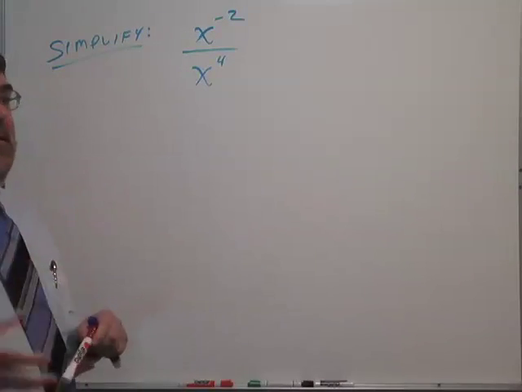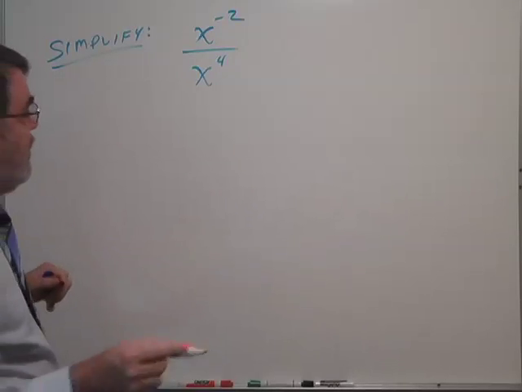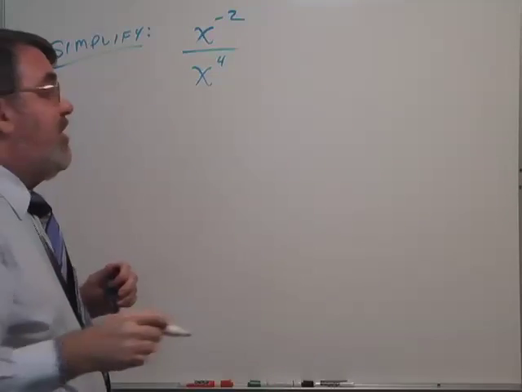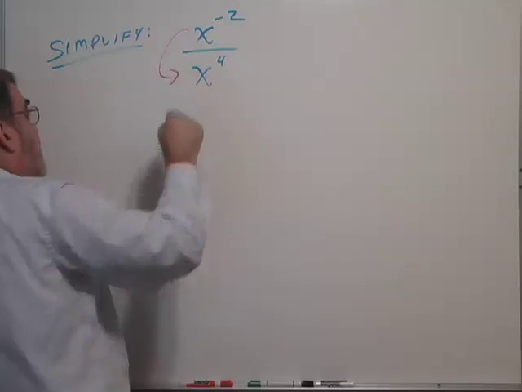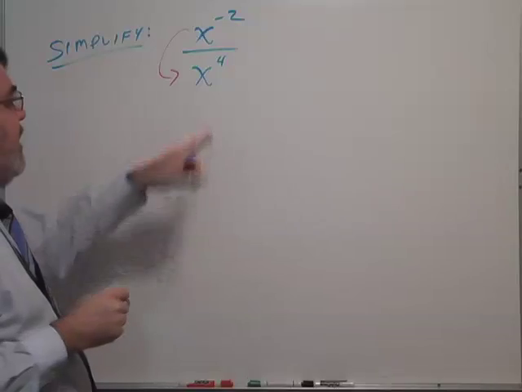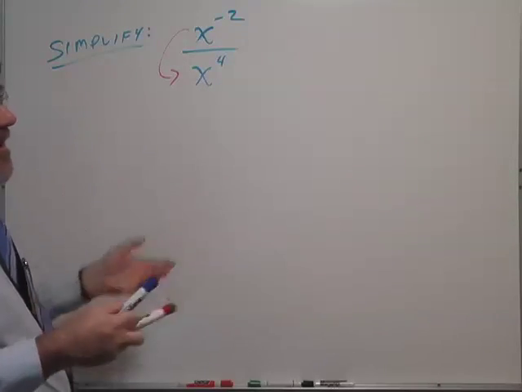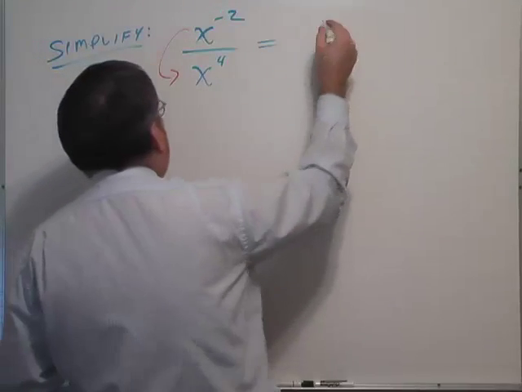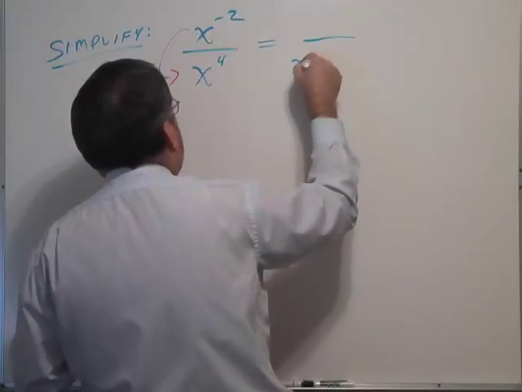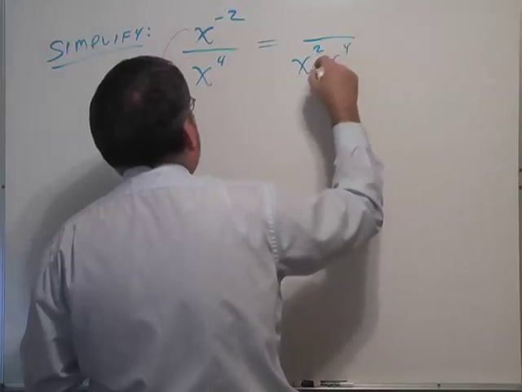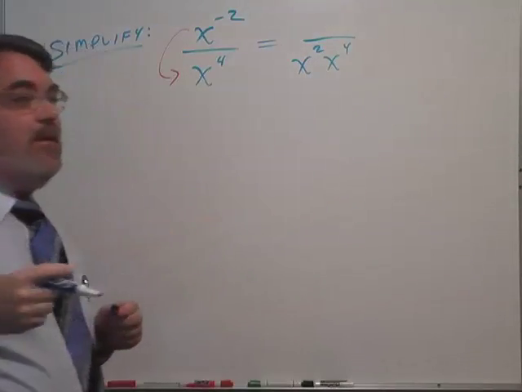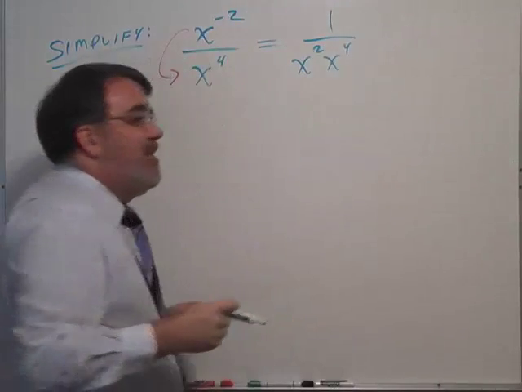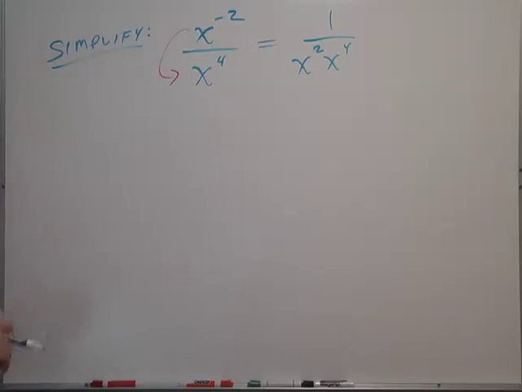So don't go overboard about moving things around. If you like the method I showed you in the previous problem, you can say, all right, well, let's change this minus 2 to a positive 2. That means this comes downstairs. However, the x to the 4 stays where it is. It already is a positive exponent. So we end up with x to the 2nd times x to the 4th downstairs. But what about upstairs? What about the numerator? Well, we need a 1 there, and there's still a number there, and it ends up being 1.